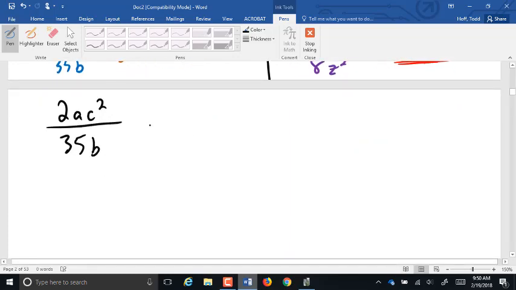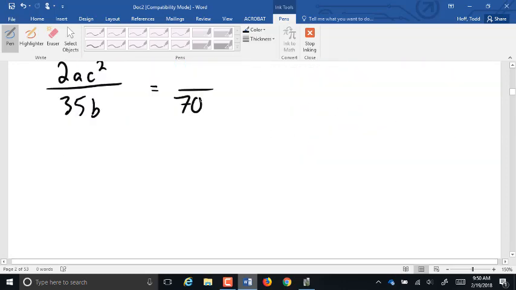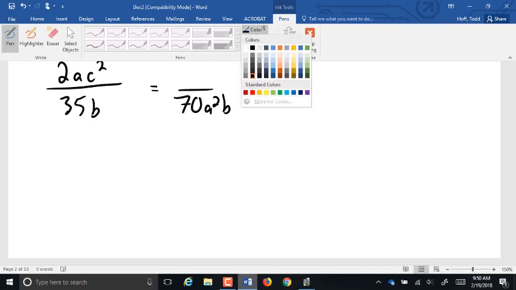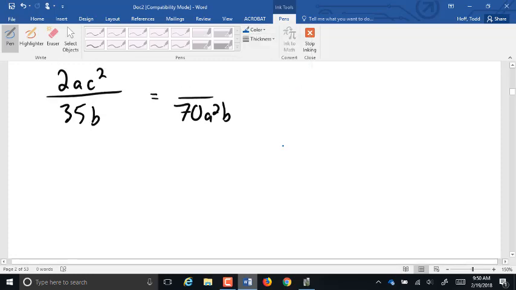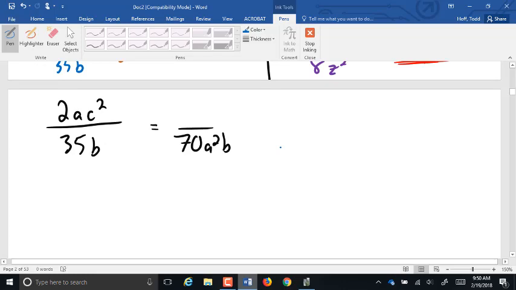And I'm trying to turn that into 70a squared b. We've done a lot of talking about factoring. We're going to talk a little bit more. If I factor the 35b, 35 is just 5 times 7, and then of course we've got the b. Over here, 70 is 2 times 5 times 7. A squared is a times a, and then we've got the b.